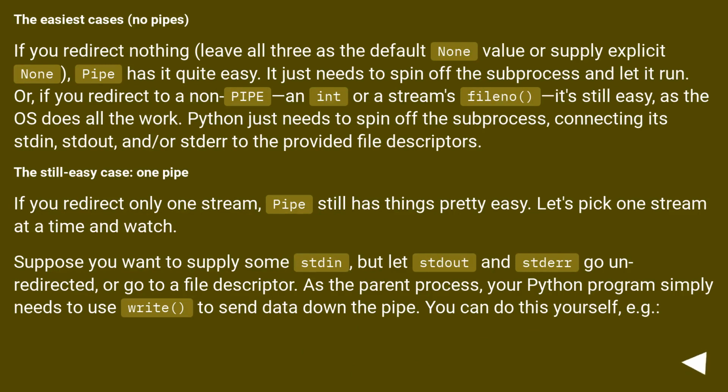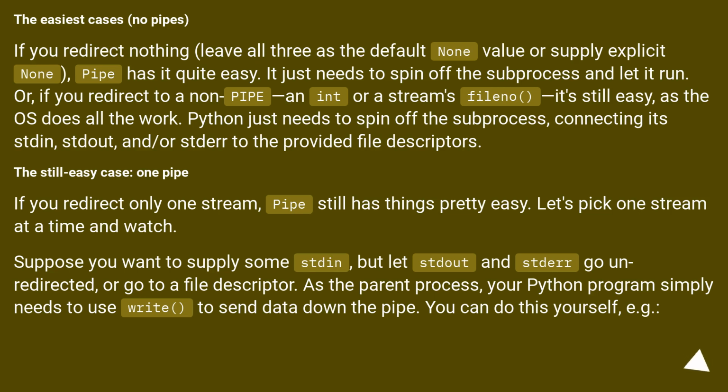The easiest cases, no pipes. If you redirect nothing, leave all three as the default None value or supply explicit None, PIPE has it quite easy. It just needs to spin off the subprocess and let it run. Or, if you redirect to a non-pipe, an int or a stream's file, no, it's still easy, as the OS does all the work. Python just needs to spin off the subprocess, connecting its stdin, stdout, and or stderr to the provided file descriptors. The still easy case, one pipe.